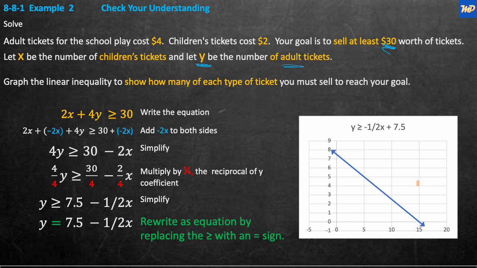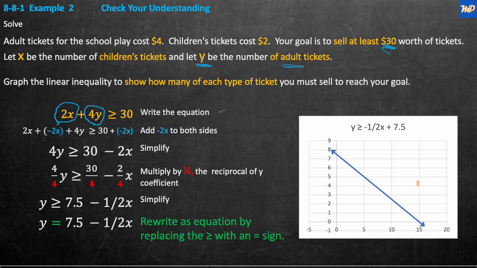So we're going to go down here. We're going to see that 4 times Y, right here, $4 per every Y ticket right there. And the children's tickets, $2 for each children's ticket. And here X is the number of children's tickets you have to sell. So there is the 2 times the X plus 4 times the Y, and your goal is to reach your goal.